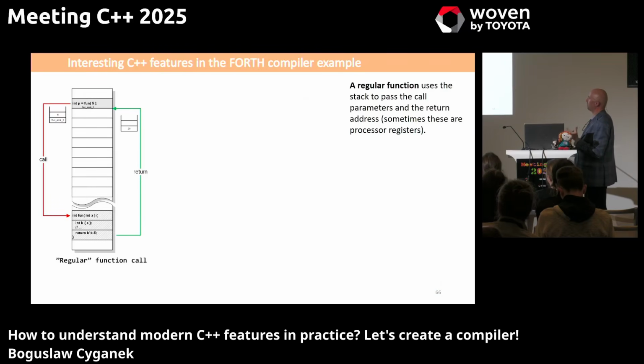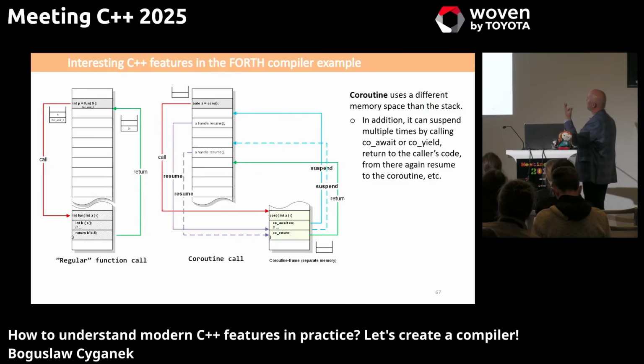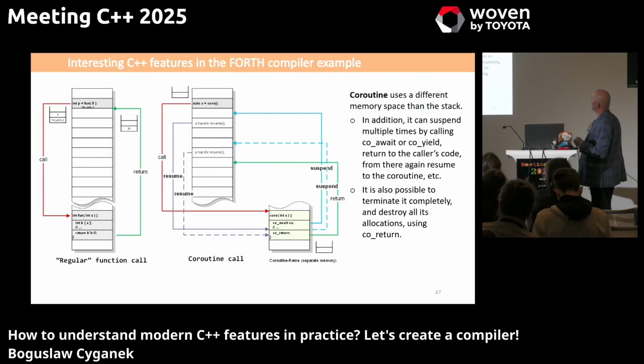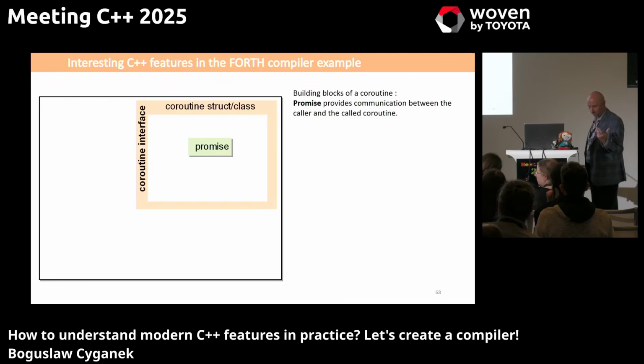But from the programming point of view, if a traditional function is like this, then a coroutine is operating like this. It is in a separate space with its data. So it has one or all, but at least one of these co_await, co_yield operations. It is also possible to terminate it completely. You can call co_return. And the coroutine maintains its local stack to manage calls to other functions, but the stack is cleared during suspend. It can be the same stack as the caller stack, but you can think of this as a separate stack. So from the programming point of view, what are the building blocks of a coroutine?